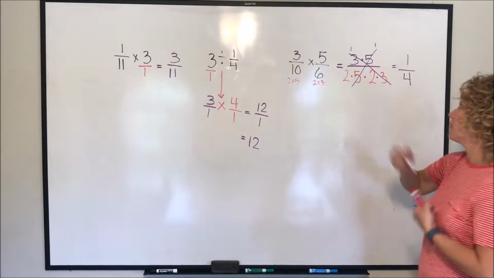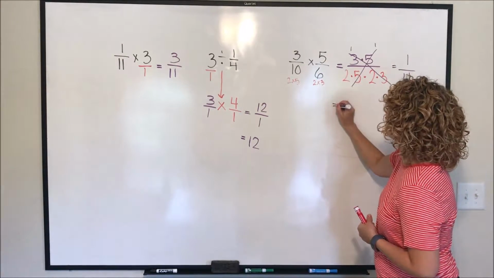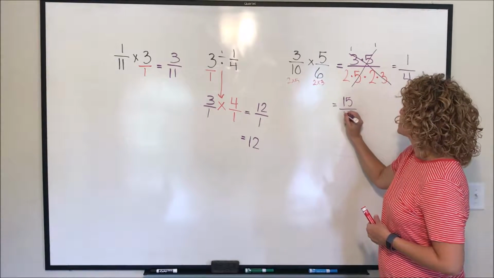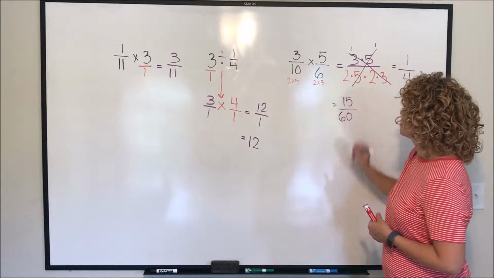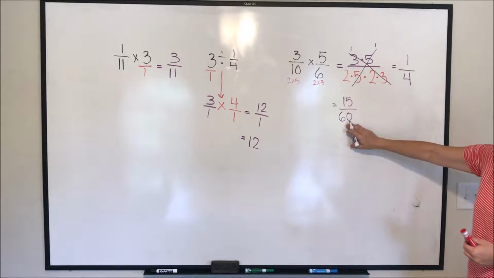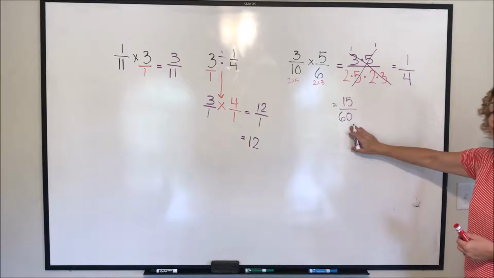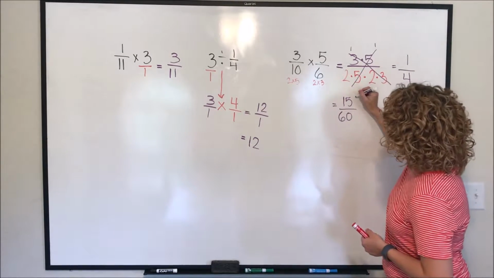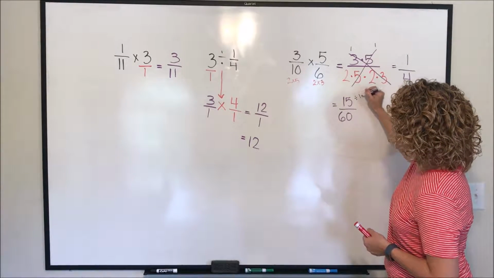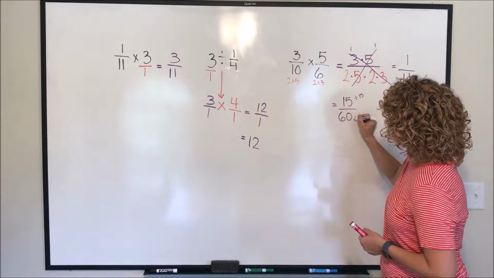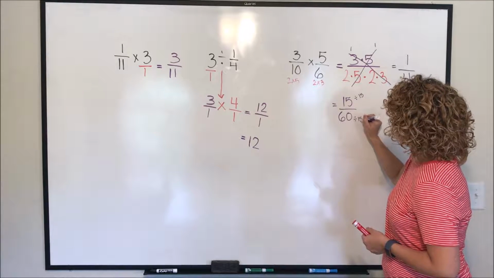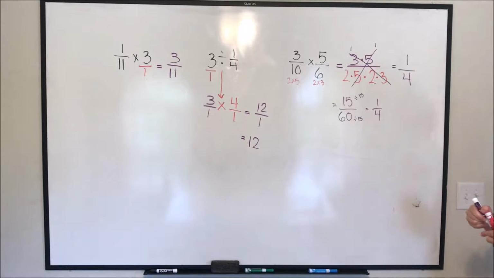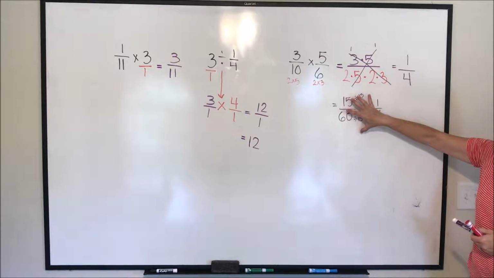Now, if you have gone through and done 3 times 5 is 15, and 10 times 6 is 60, okay, that answer is correct, but you need to reduce that. This is what you're really doing, but you could have also said, well, I'm going to divide both the top and the bottom by 15, which gives us the 1/4. Okay? That's how you've previously done that.